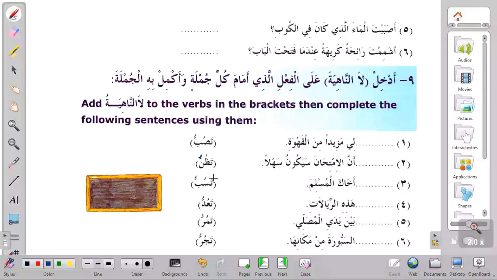Then here, la tasubba, you tend to fatha. La tasubba akhaka muslim. Don't insult your Muslim brother. Then la ta'udda, you tend to fatha if you add the la. So la ta'udda hazihi riyalat. Don't count these riyals. La tamurra, here you turn to fatha. So la tamurra bayna yadayil musalli. Don't pass in front of the musalli, which means the one who is praying.